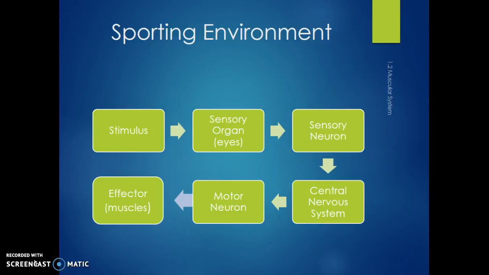This response is then sent to the effector via a motor neuron, which is in the form of an electrical signal. Specifically, the effector in this case would be the biceps brachii concentrically contracting to bend the elbows in order to catch the ball.